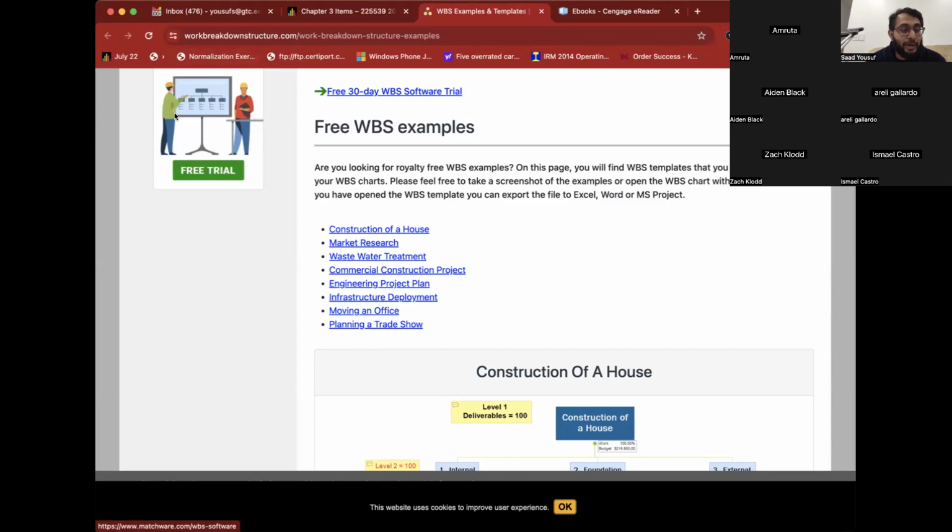Let's see. Room number 2, Arali, Jack, Nathan, and Zach. You guys had wastewater treatment and commercial construction project. Anybody has any background information in either of the 2 things that you guys went over, and how did it go?